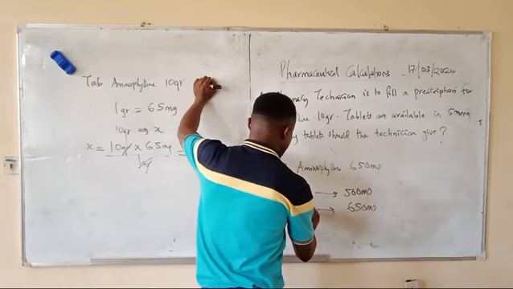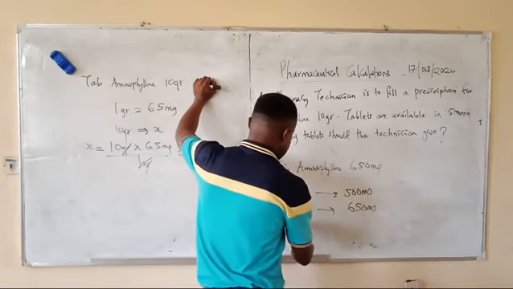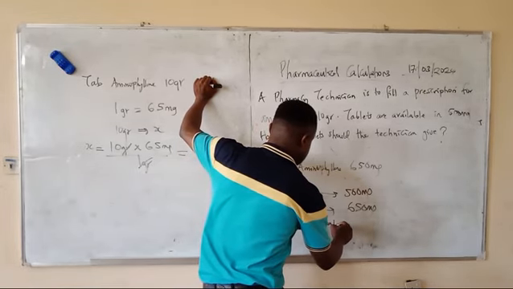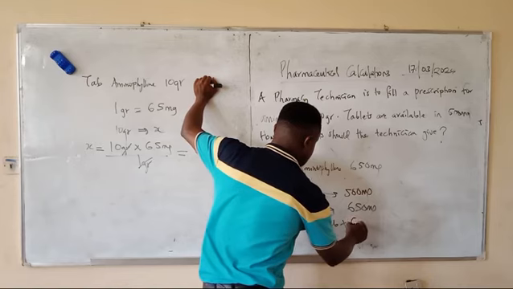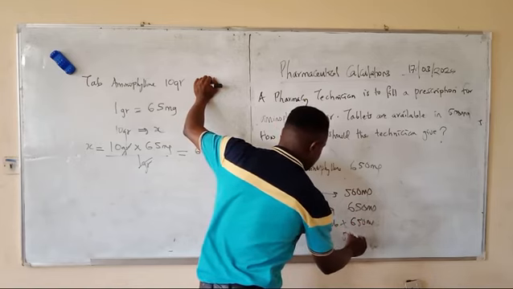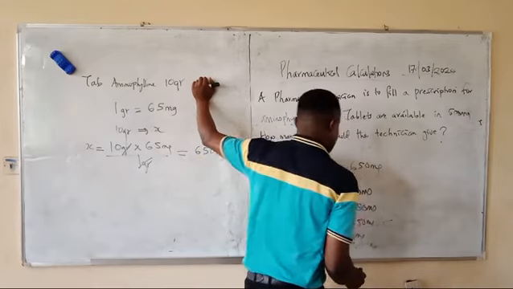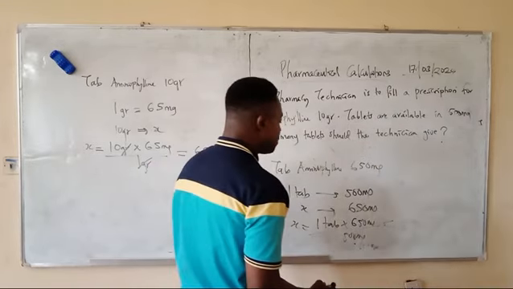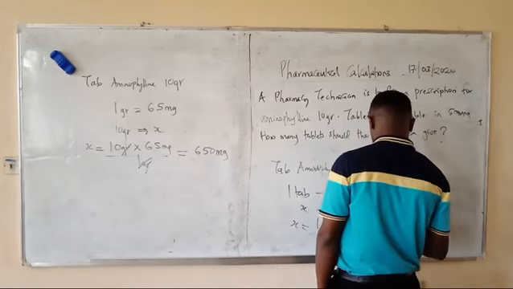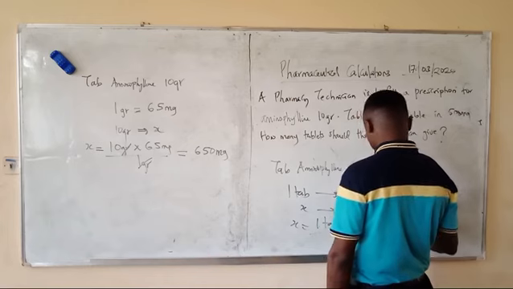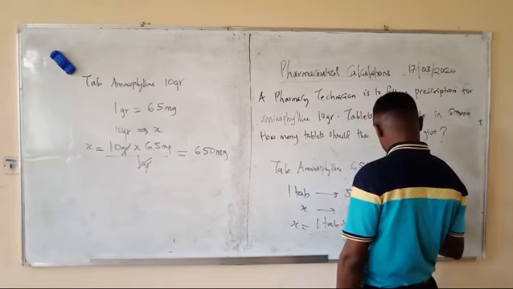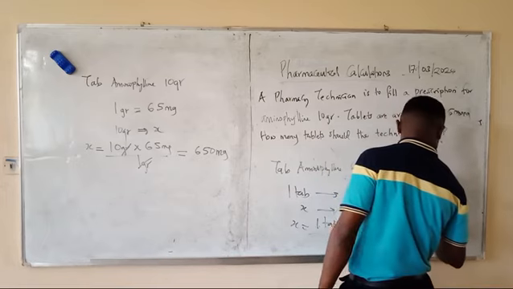So this gives you X. So X is now equal to 1 tablet times 650 milligrams over 500 milligrams. What's the answer? Let's find it in the decimal. 1.3. Point 3 what?